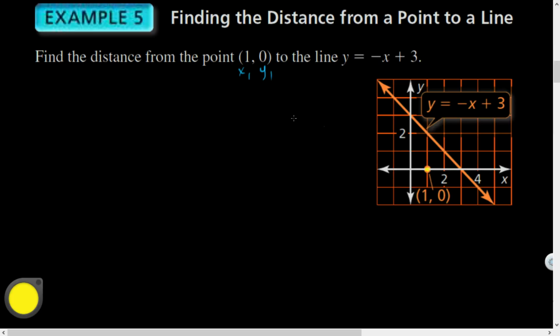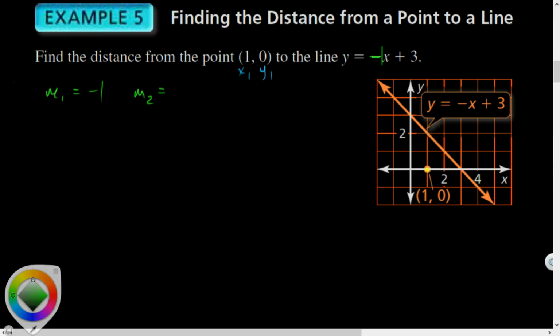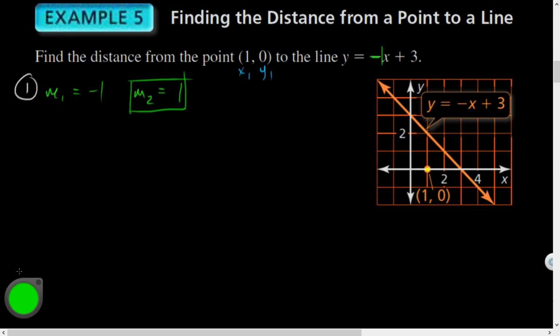So anyways, let's find the line perpendicular. The slope of the line they gave us is -1, right? And so our slope is going to be what? Here's step 1, finding the equation of the line perpendicular. What's our slope going to be? Yeah, the reciprocal, the opposite of -1 is +1. So our slope is 1.